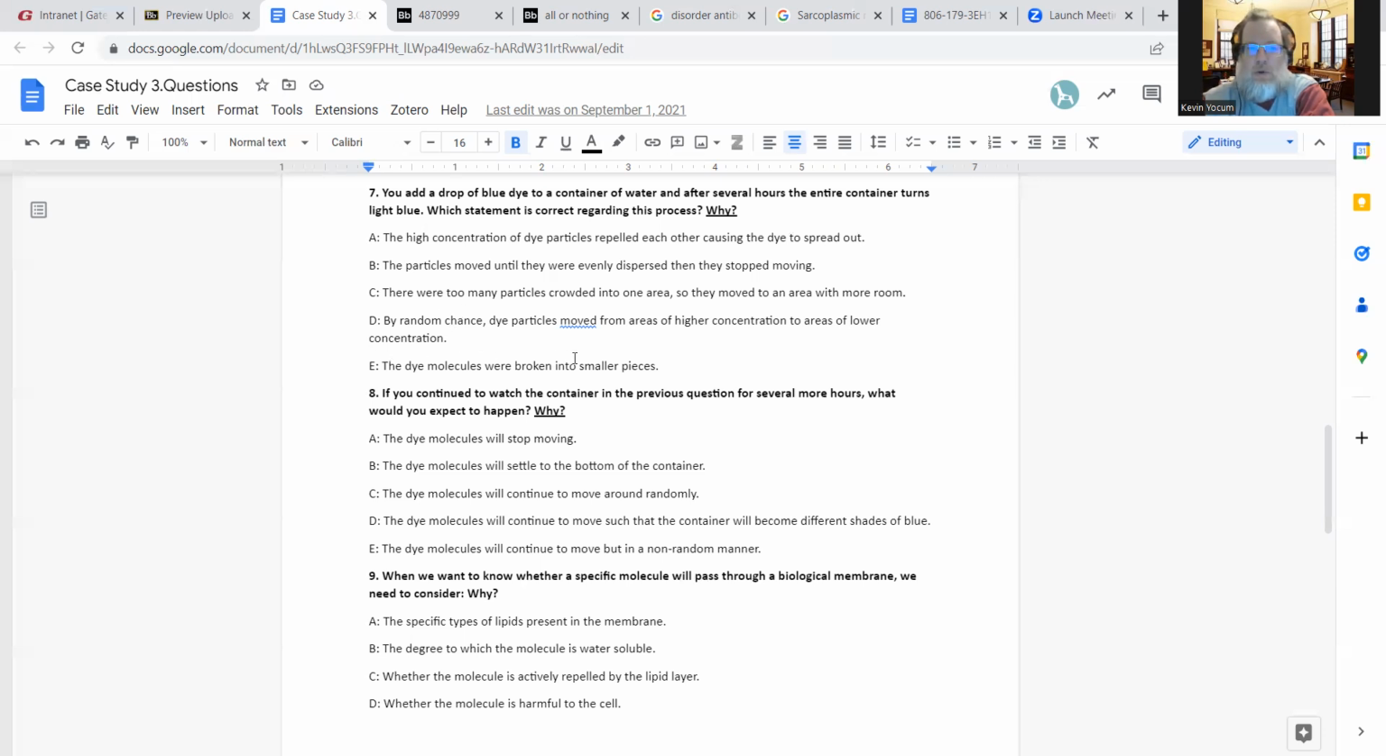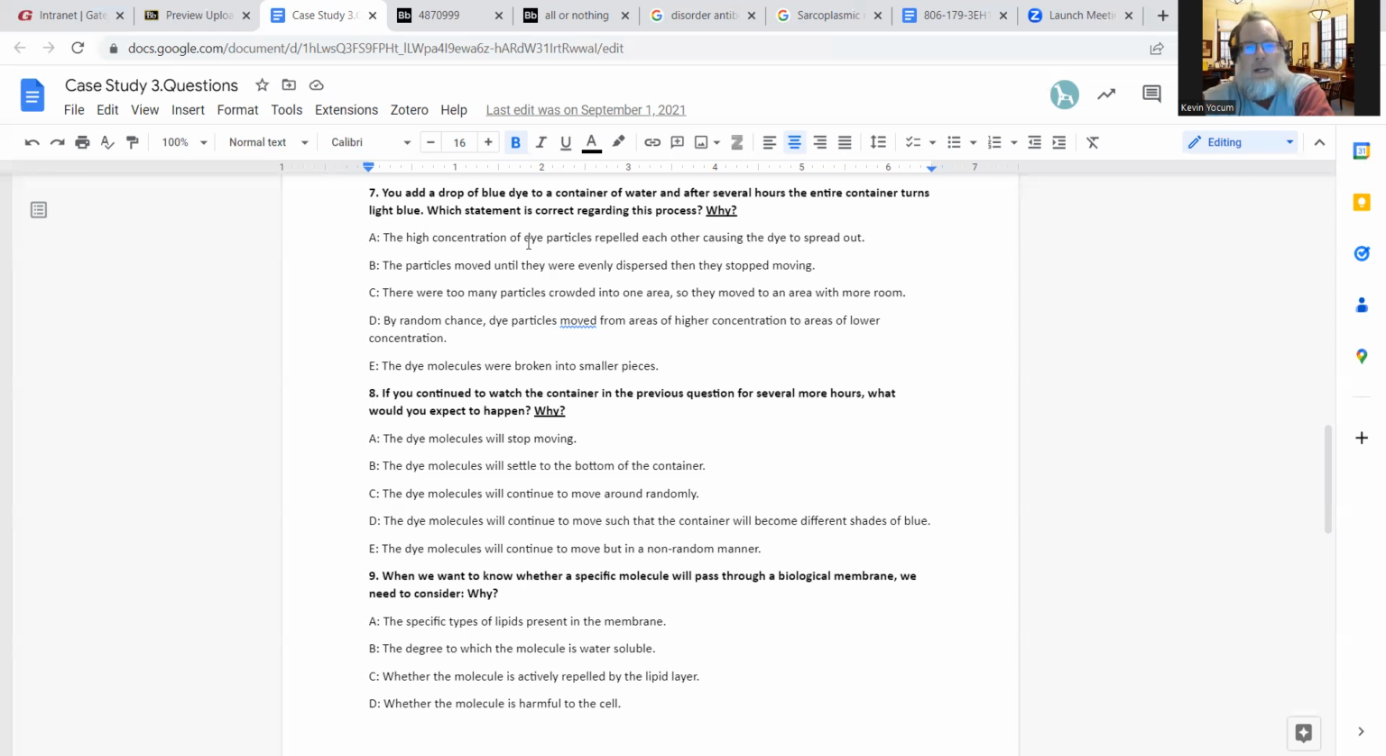Dye molecules were broken into smaller pieces. So we took a big chunk of dye and they just broke themselves into smaller bits. No, again, we've never discussed that. That doesn't even make sense. So I would say A and D are the only ones that really have this high concentration, low concentration type of thing.